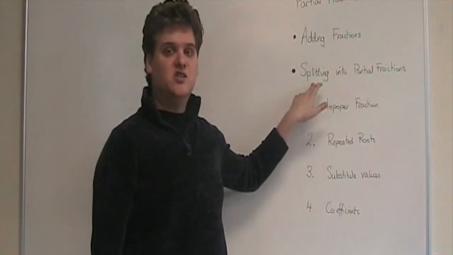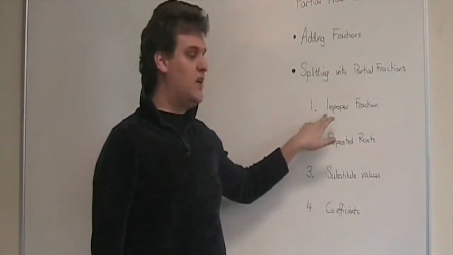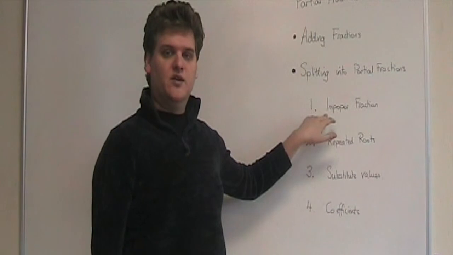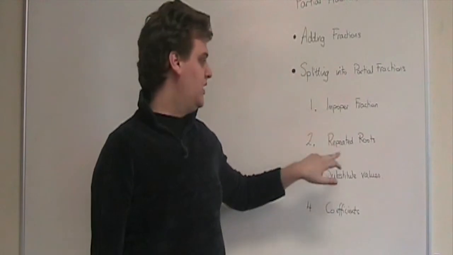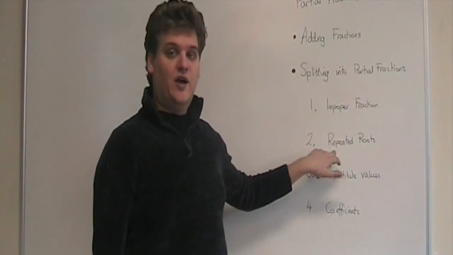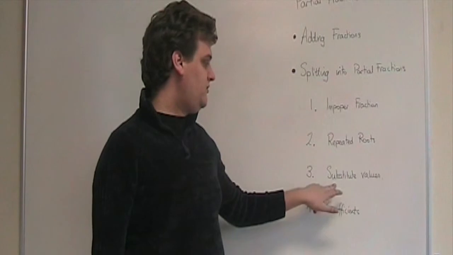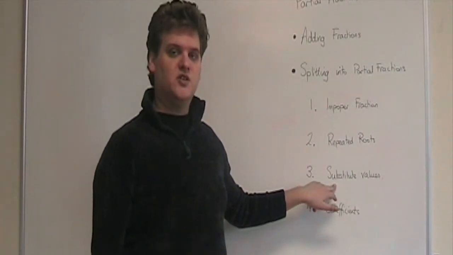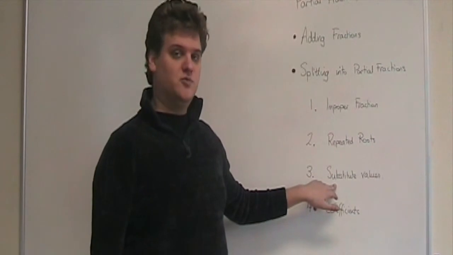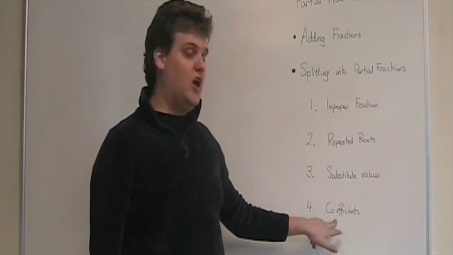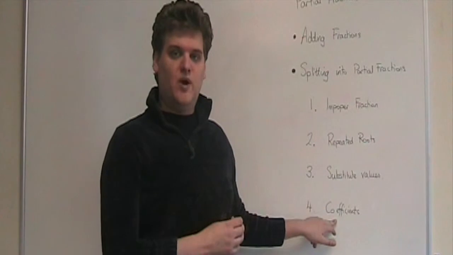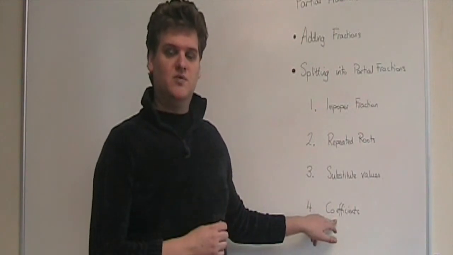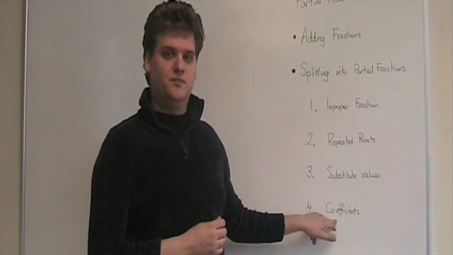Then the 4 stages of partial fractions are: either you have an improper fraction where the degree of the top is a lot bigger than the degree of the bottom, in which case we need to first use long division. We then have to check for any repeated roots. We then have to substitute any values to work out the constants which we've got. And if there was a repeated root, we then need to go on to the 4th step and check the coefficients of either x squared or the constant in order to be able to work out the final coefficients.